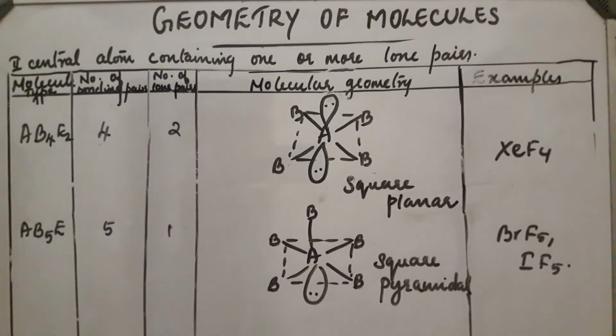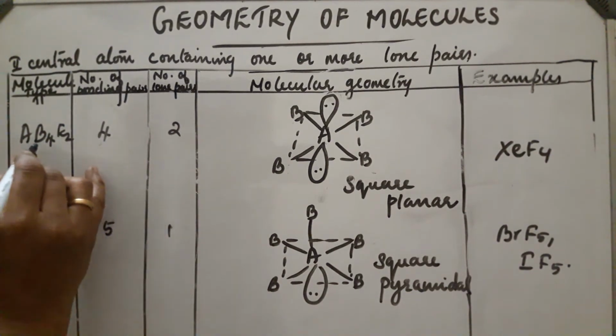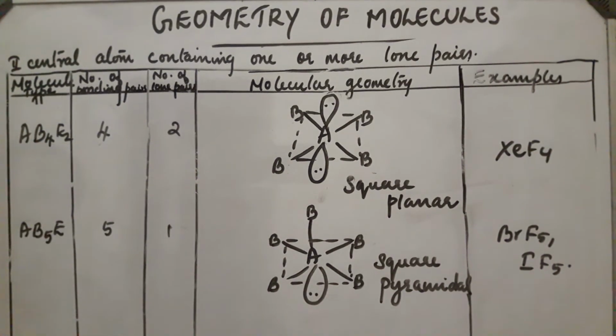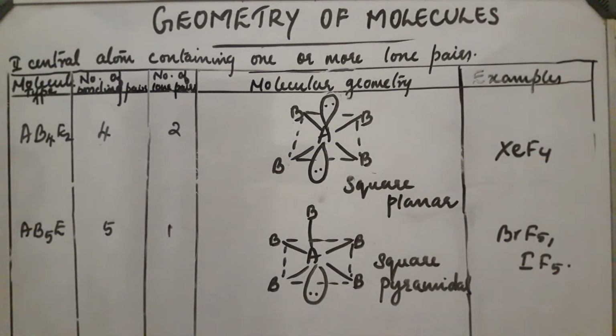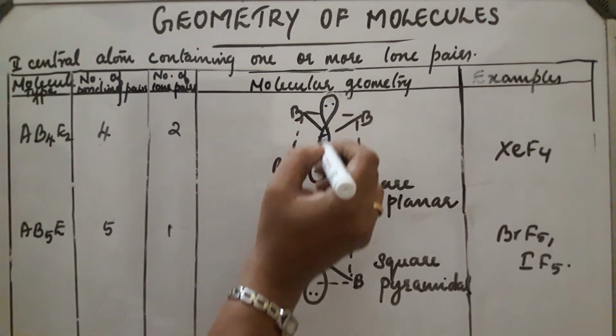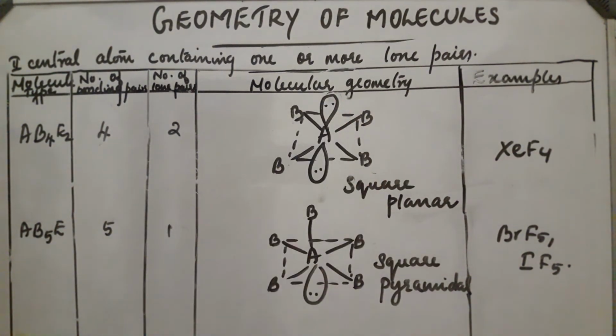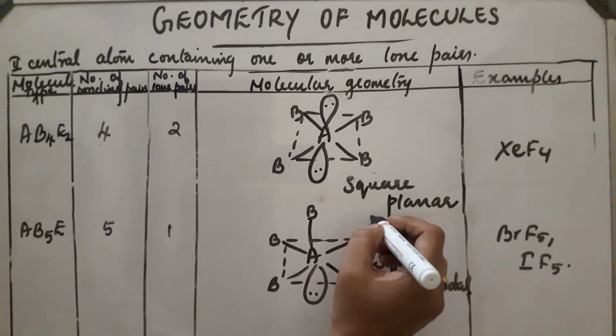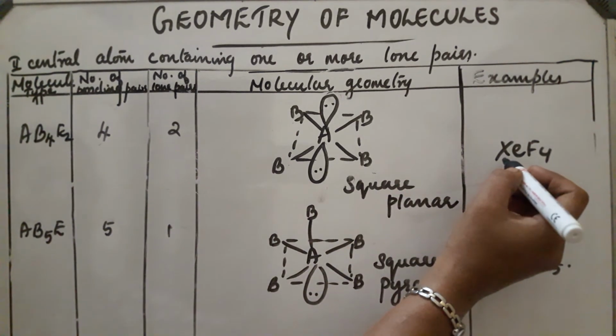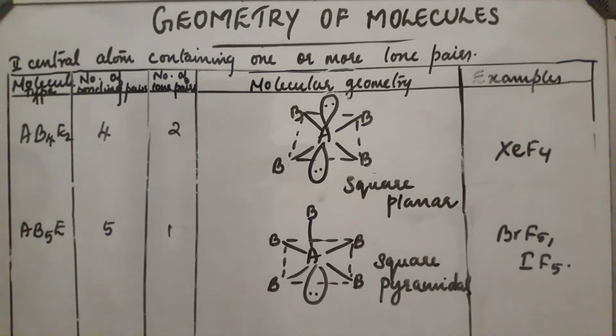Next, the molecular type is AB4E2. It contains 4 bond pairs and 2 lone pairs and the molecular geometry is like an octahedral geometry. But due to the presence of these 2 lone pairs, which occupy more space in the geometry, the geometry is distorted and the molecular geometry of this compound is square planar. Example XeF4.